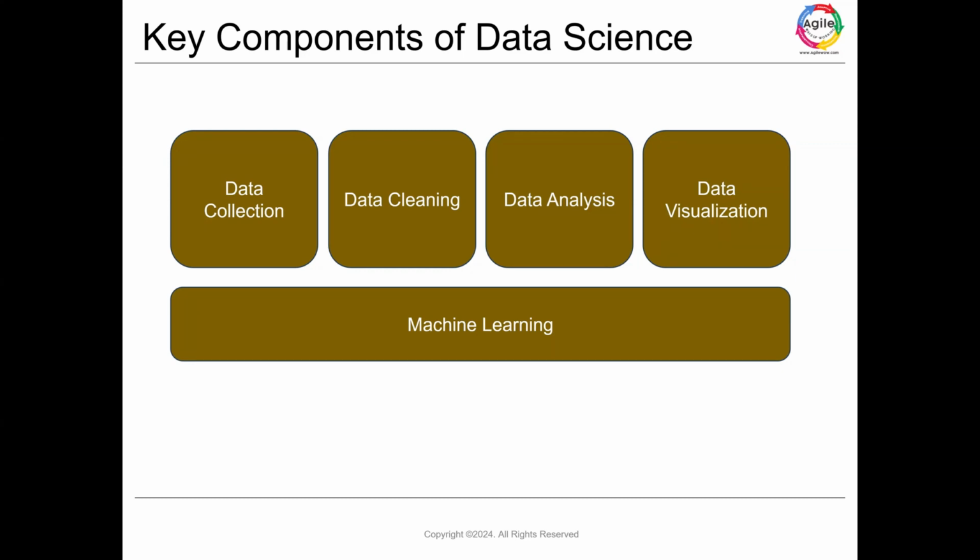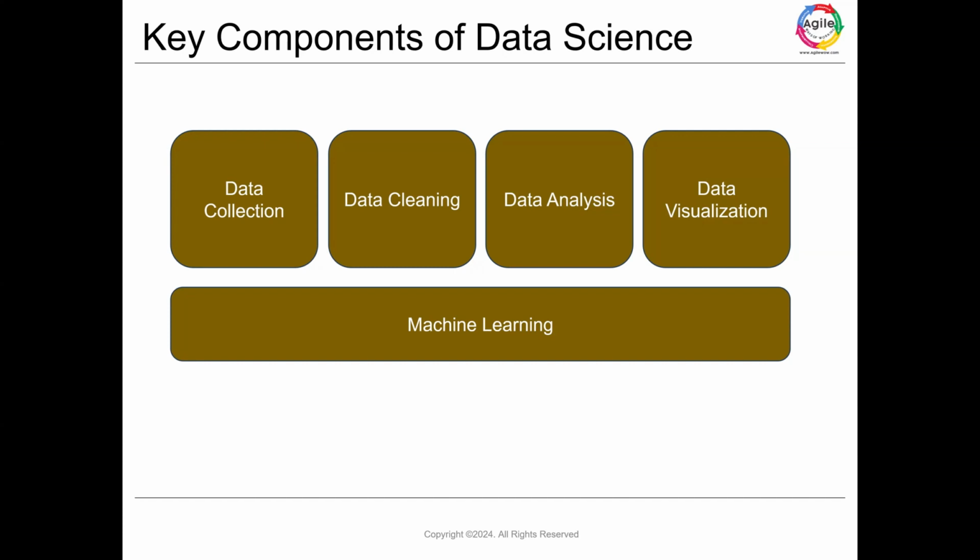Finally, machine learning. Machine learning is more often a subset of data science. Machine learning involves training computers to learn from data and make predictions. For example, an e-commerce website might use machine learning to recommend products based on your past purchases. That's part of machine learning.